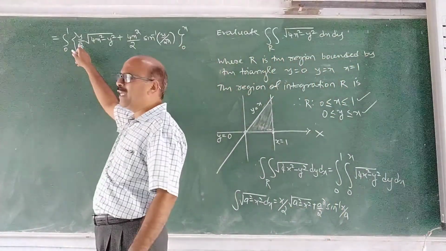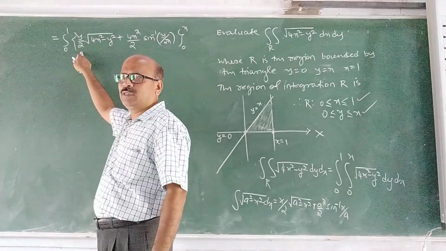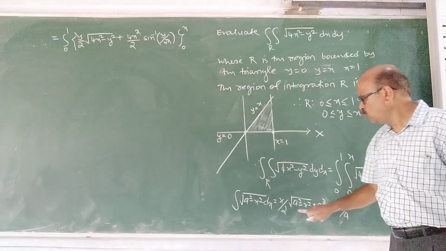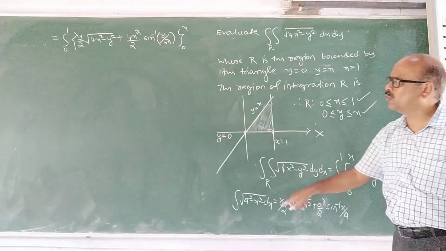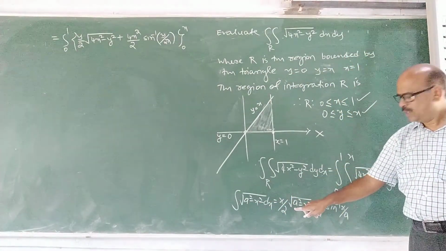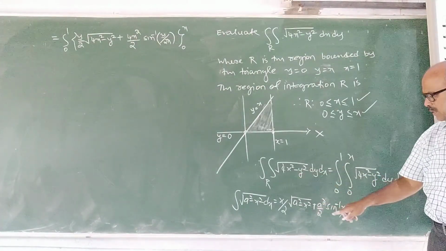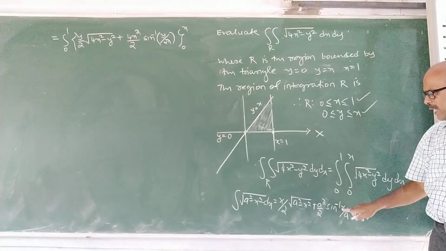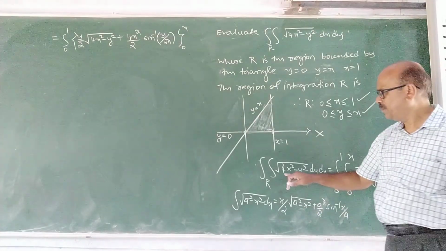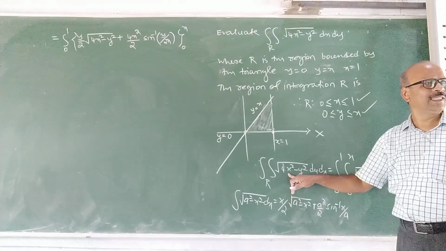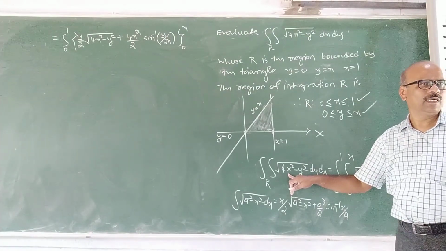In place of variable is y here, not x. Variable is y. Therefore, y by 2 root a square minus x square is the same here: root 4x square minus y square plus a square by 2. A square is also 4x square. Sin inverse y by a. What is a? a is 2x, because 4x square is a square.